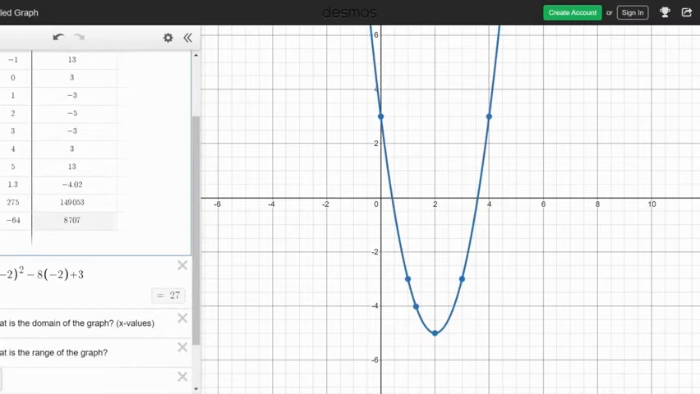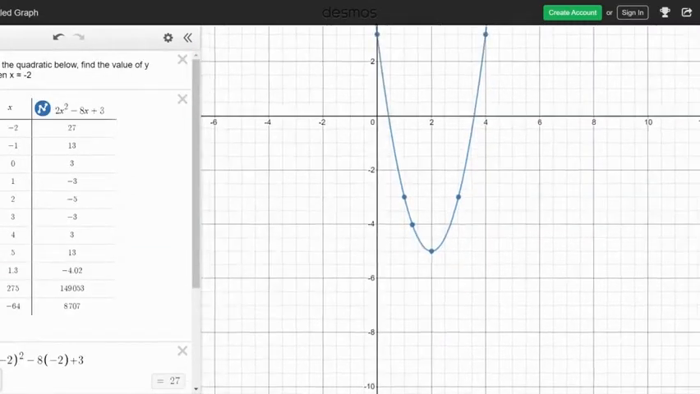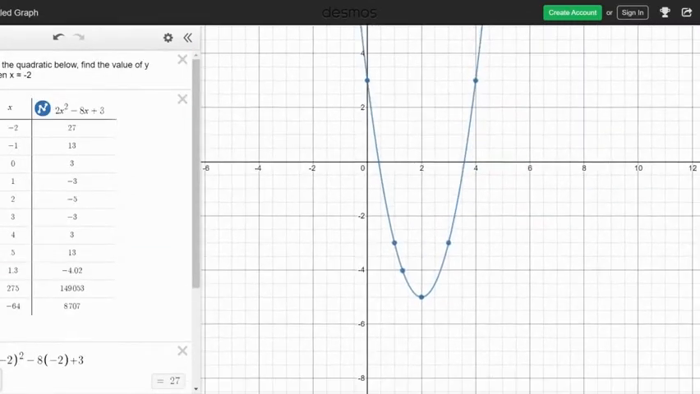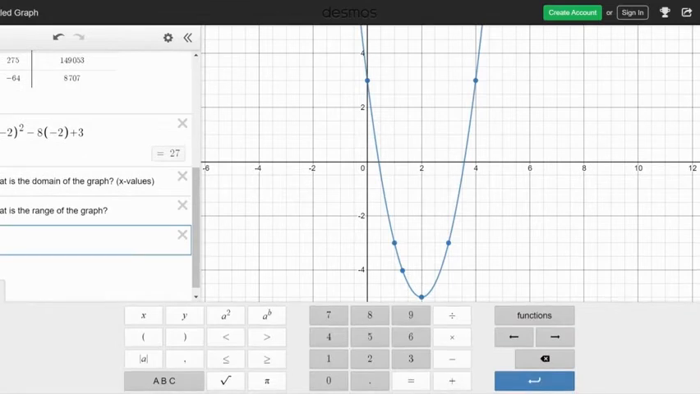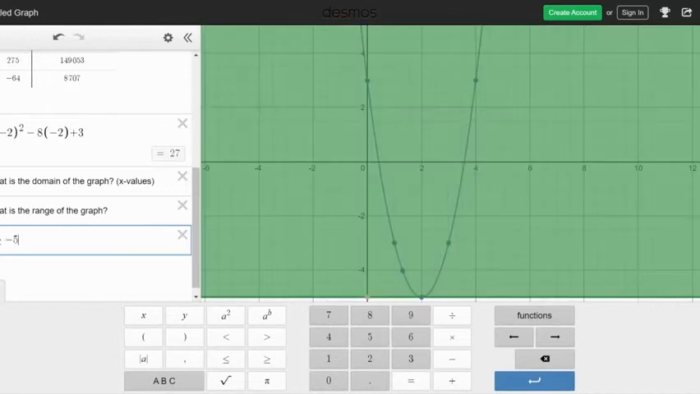Now, what about the range? Well, the y values, if you take a look here, my y values go down, touch the bottom of the U, and come back up again. So my range does have a lowest value in this case. So I'm going to touch that bottom point of the U, which we call the vertex, and that's the point 2, -5. -5 is the smallest y value on my graph. So if I type that in, my y values are greater than or equal to -5.